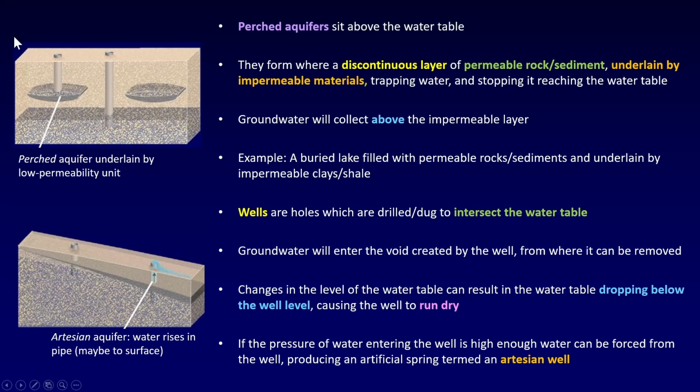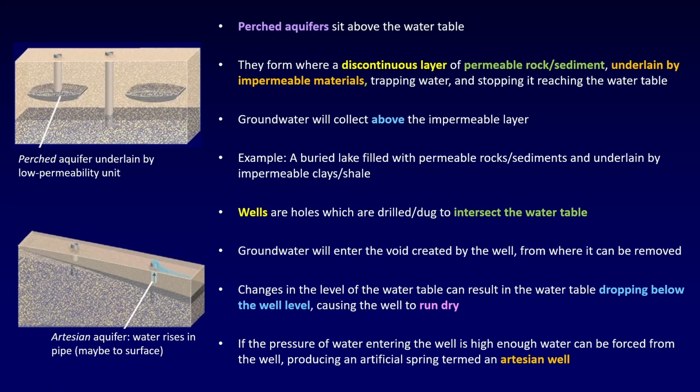And it is underlain by an impermeable material, so that water can't escape. And so once the water enters your perched aquifer here, it can't go anywhere because it's stopped from moving downwards by this impermeable layer. It's now confined within this perched aquifer. Now, this means that groundwater will collect within the permeable sediment located above the impermeable rock or sediment.